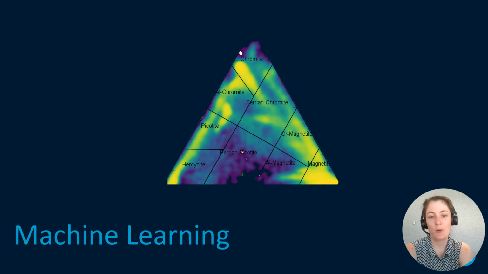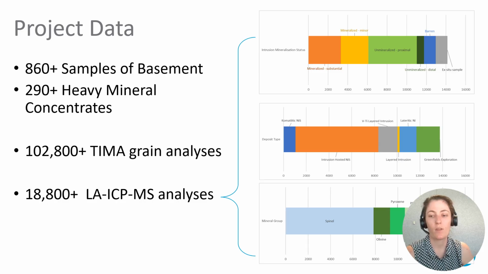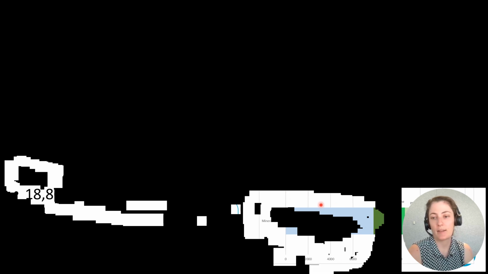So now moving on to our machine learning. We ended up with a lot of data. We ended up with 102,000 TIMA grain analysis, 20,000 laser ablation ICP analysis, and you can see that most of the laser ablation analysis, at the very least, is concentrated on spinel. So it was the main focus of this study. It is easy to measure. It's very common in these intrusions and flows, and also it survives in the weathering profile. So it would make a really, really good indicator mineral if it was an ex-situ mineral.